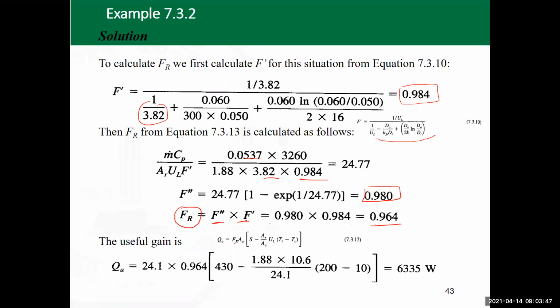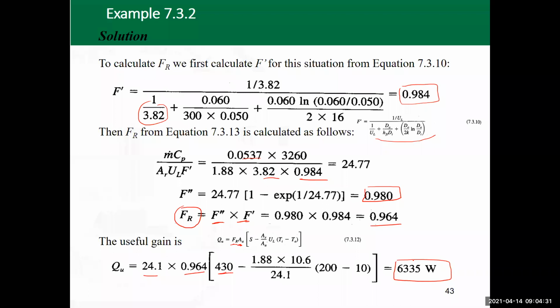Q useful is F_R into the area of the aperture, into S minus A_R over A_A U_L, T_i minus T_a. So F_R, we have just calculated it. A_A, we have calculated it in the previous slide. 430 is the incident energy on the surface. And then we're substituting the values of A_R, A_A, U_L, and the temperature differences here. This is the temperature of the surface of the receiver, and this is the outside air temperature. So the useful energy here for this collector is 6.335 kilowatts.